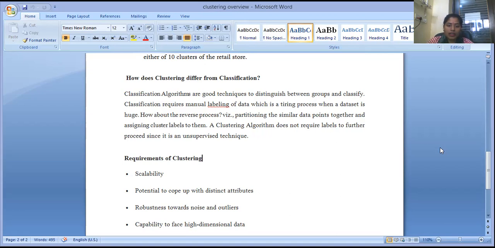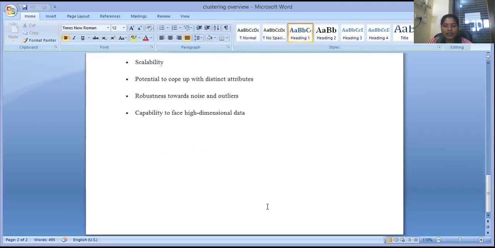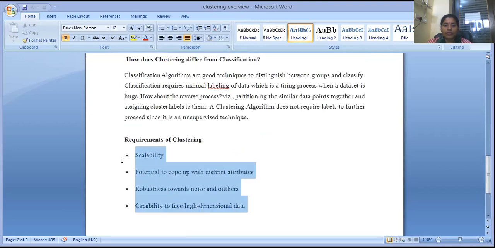Clear? Now, what are the requirements for clustering? First, scalability, potential to cope with distinct attributes, robustness towards noise and outliers, and the capability to face high dimensional data. So these 4 points are the basic requirements of clustering.